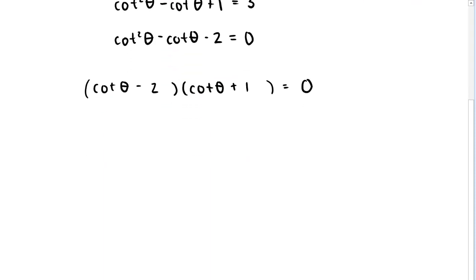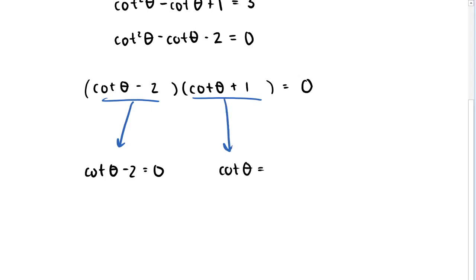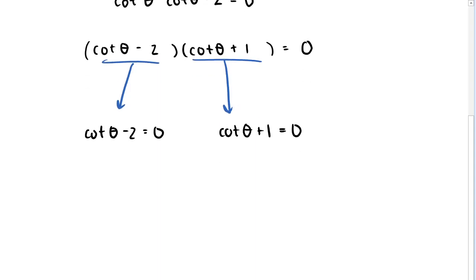Okay, so solving this equation now, we just have to ask when these factors themselves are 0, and so here we get one equation, cotangent of theta minus 2 is equal to 0. And another equation we want to solve is... oh no, sorry, I'm getting ahead of myself. Cotangent of theta plus 1 is equal to 0, right? We're asking when the factors are themselves 0.